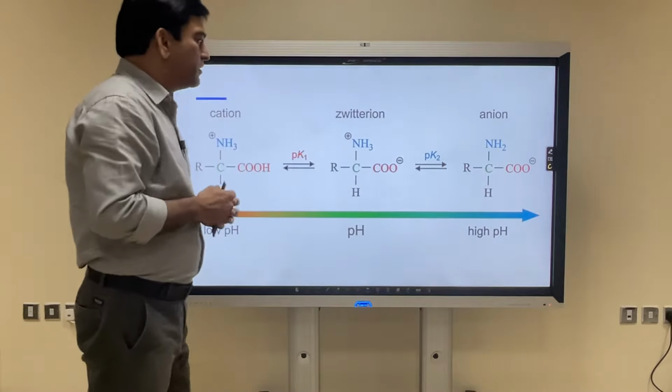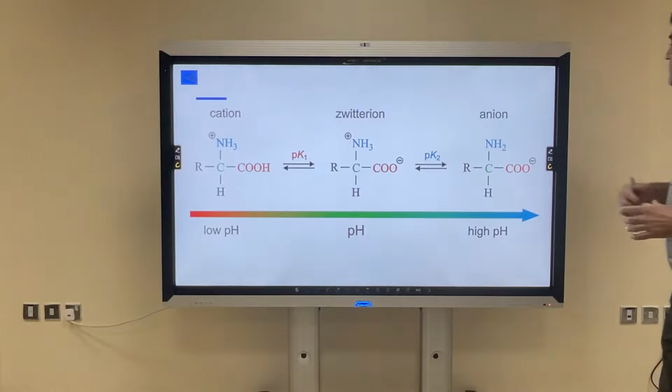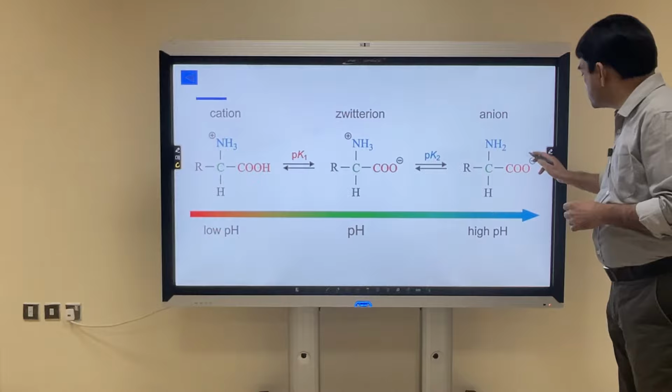Now you can see it over here. Amino acids can have a negative charge.